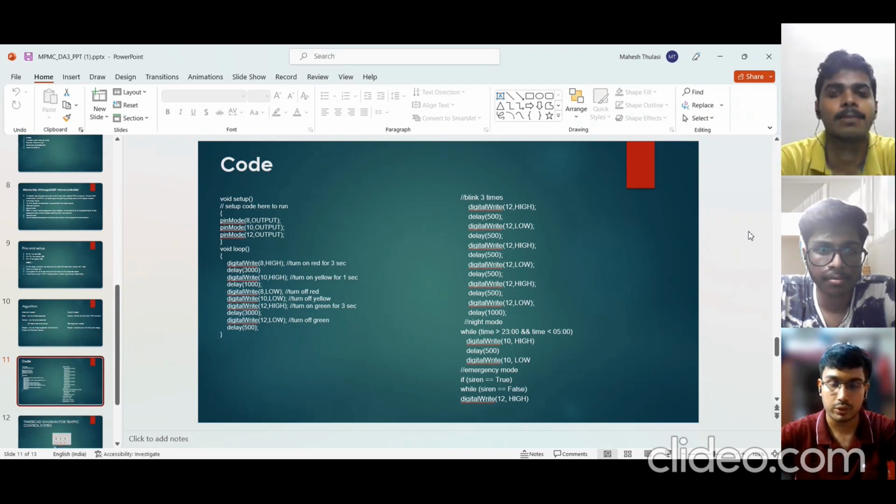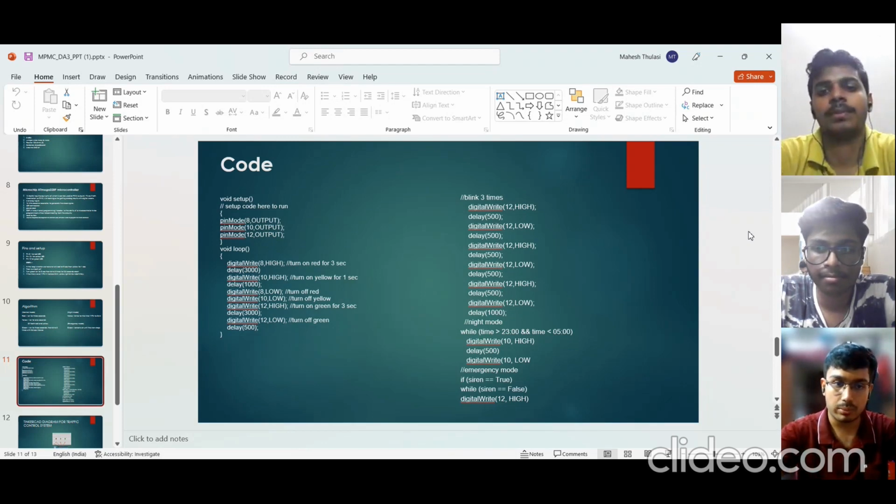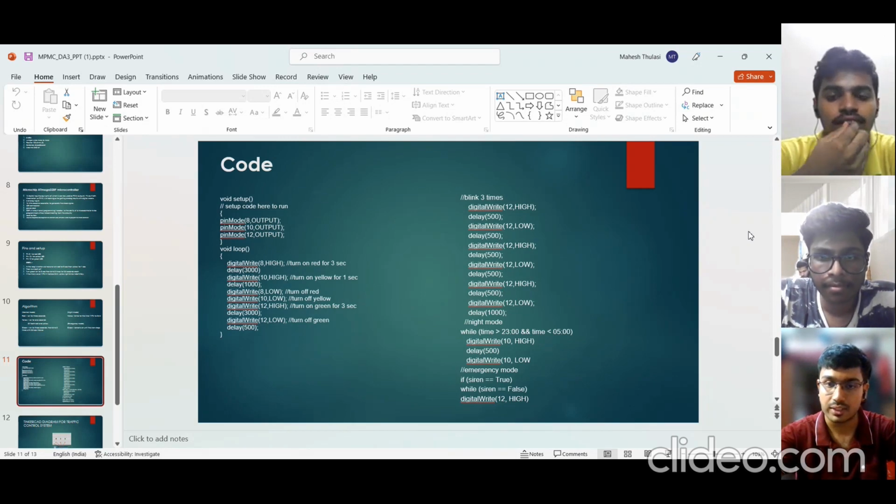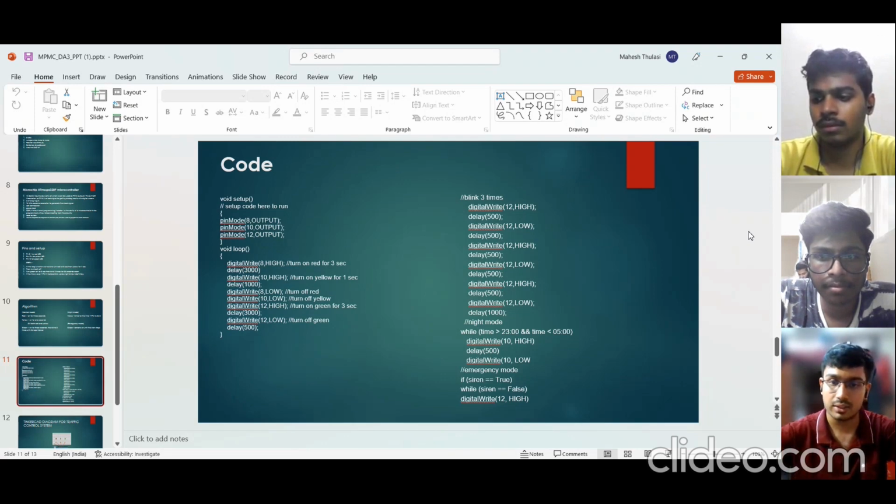Then moving forward to the main body, with digitalWrite we did 12 HIGH, which means pin number 12, the green one, has a 0.5 second interval. Then LOW for a 0.5 second interval. According to the algorithm we are following, there is an interval of 0.5 second for every LOW and HIGH, meaning when it's turned on and then turned off.